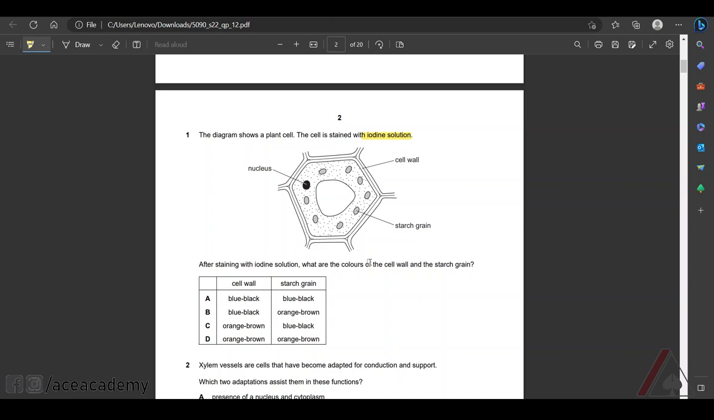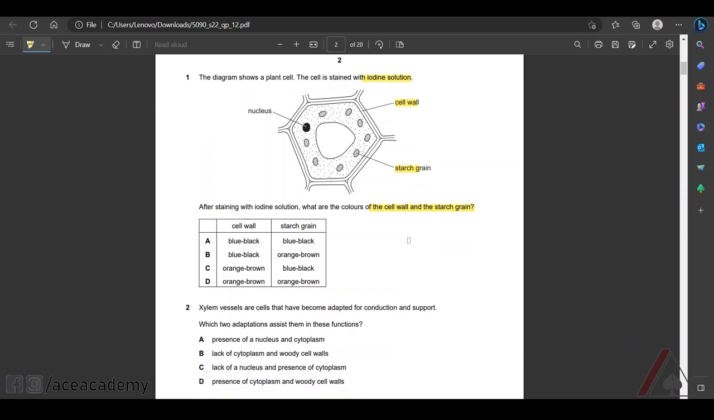Now, the first thing we need to know here is that iodine solution is usually brown, but in the presence of starch, the color of the solution turns from brown to blue-black. So, it tells us to look at the color of the cell wall and the starch grain. The cell wall, as we know, contains cellulose and not starch, so iodine solution will remain brown there. And the starch grain, as the name suggests, contains starch, so iodine solution will turn blue-black when it's added to starch grains. Hence, for our answer, the cell wall will remain brown and the starch grain will turn blue-black.